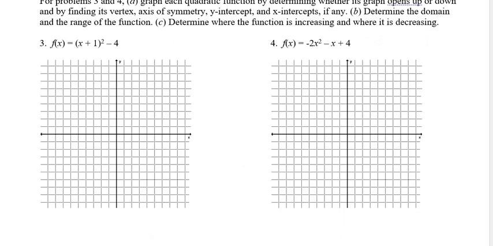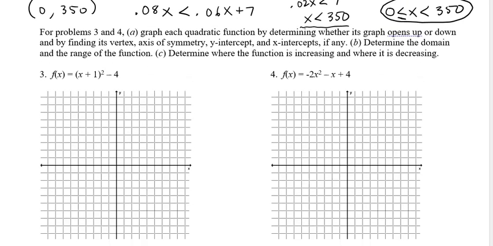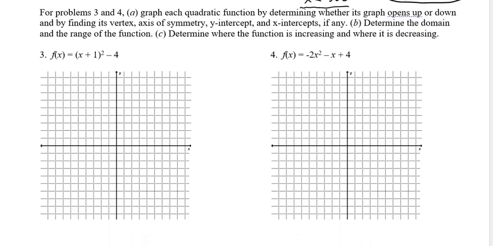Okay, so problems 3 and 4 are all about graphing, coming up with information about the graphs. So number 3 is nice because it's already in what we call vertex form. So I can see the vertex, but I'll just go in the order that these letters are provided. So letter A says determine whether the graph opens up or down. It opens up because the number in front of the parentheses is +1. All right, so letter B, well, this is all part of letter A, so sorry about that.